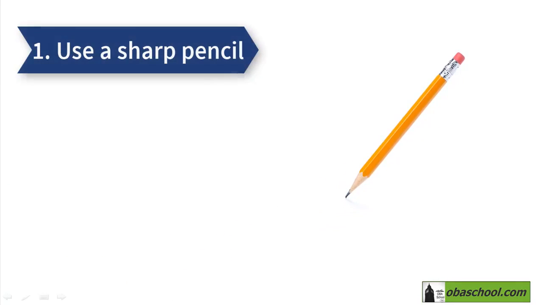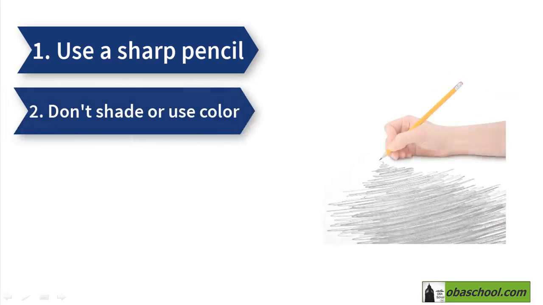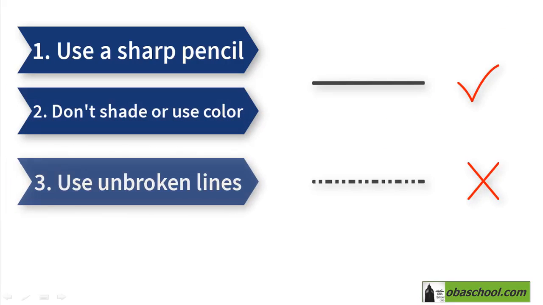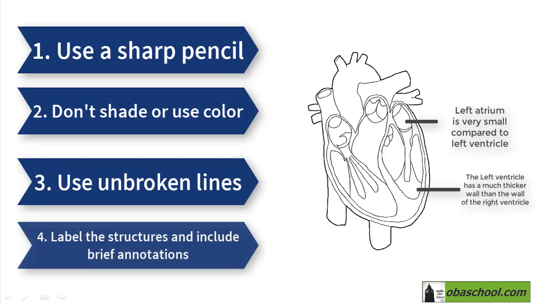1. Use a sharp pencil. 2. Don't shade or use color. 3. Use unbroken lines. And 4. Label the structures and include brief annotations.